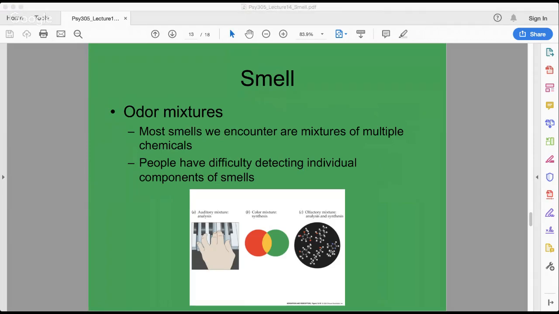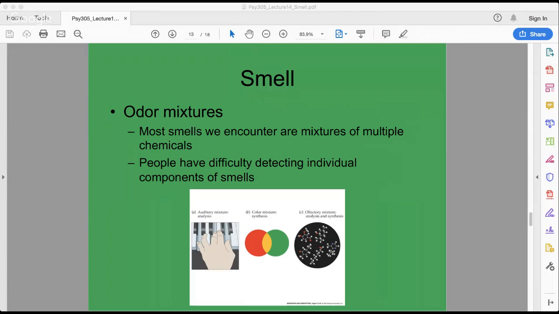Most smells we encounter are mixtures of multiple chemicals. We rarely smell pure odorants. People have difficulty detecting individual components of smells and instead perceive a unitary percept, like in other sensory modalities. So how do we process the components in an odorant mixture? So the answer to this is through analysis and synthesis.